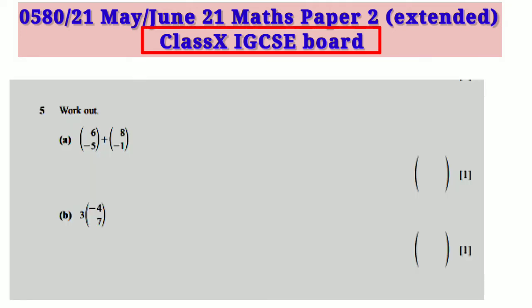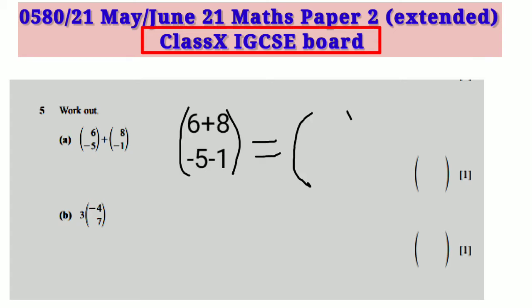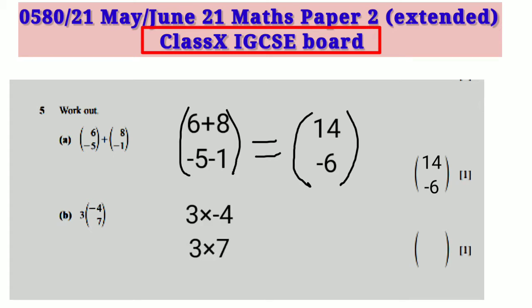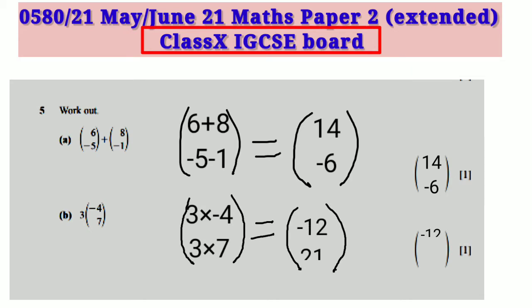Question 5. Work out. We are given column vectors which we have to add. We simply have to add the numbers as they are. That is 6 plus 8, minus 5 minus 1. The answer is 14, minus 6. B part, we have to multiply each component by 3. That is 3 multiplied by minus 4, 3 multiplied by 7, which gives us minus 12, 21.